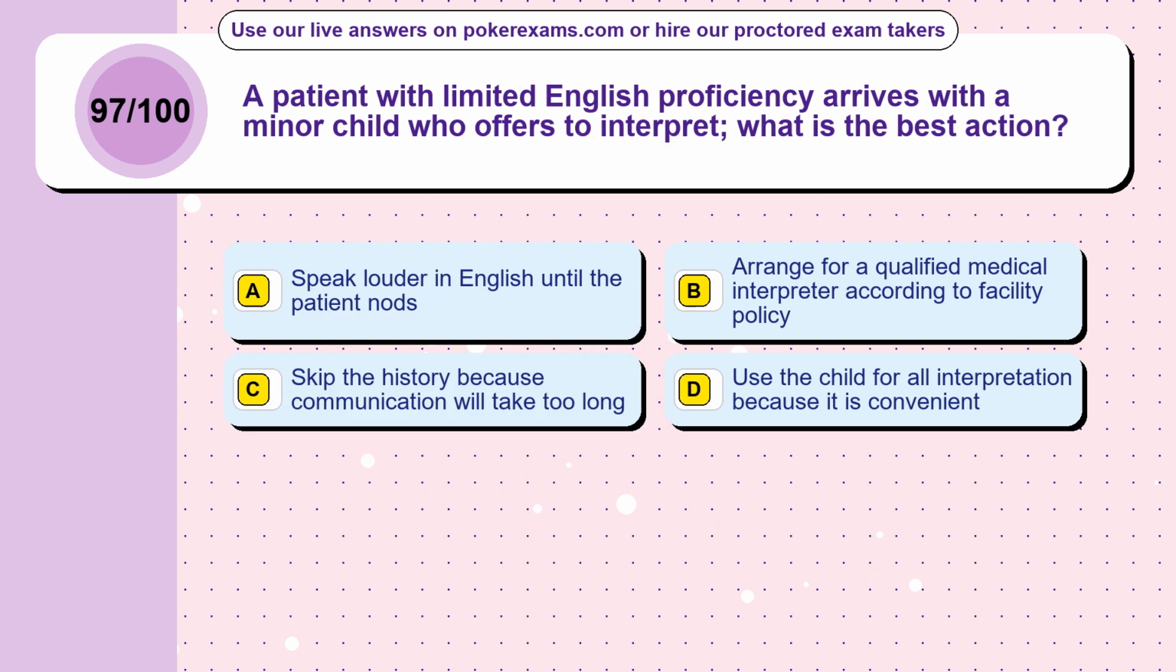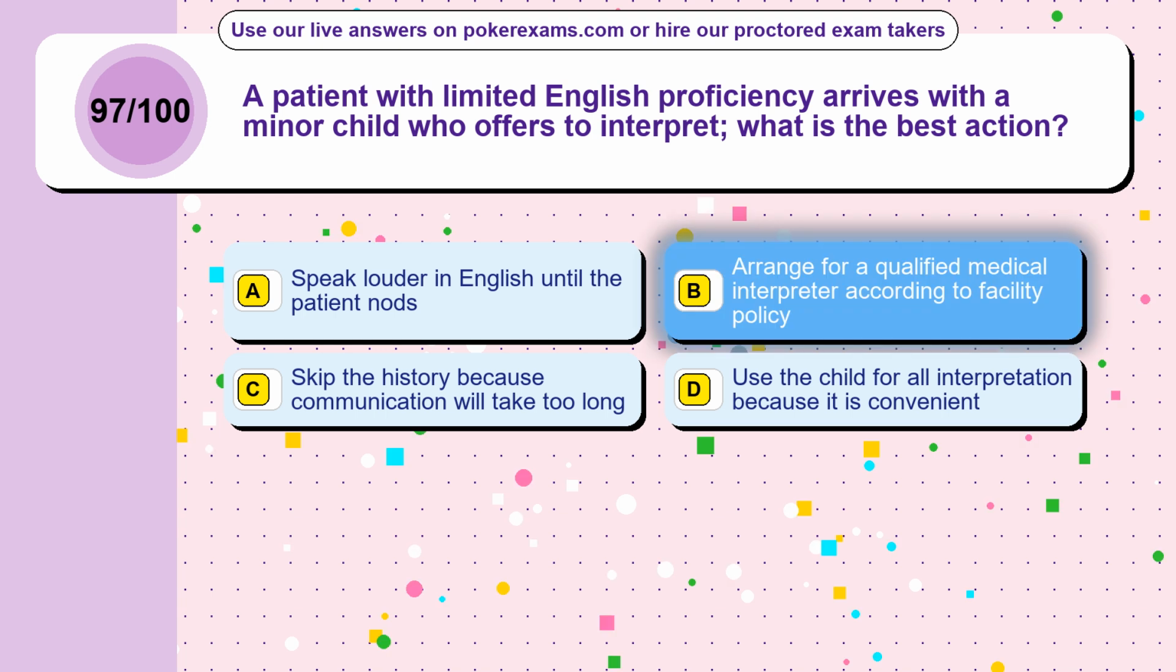Question 97. A patient with limited English proficiency arrives with a minor child who offers to interpret. What is the best action? Option A. Speak louder in English until the patient nods. Option B. Arrange for a qualified medical interpreter according to facility policy. Option C. Skip the history because communication will take too long. Option D. Use the child for all interpretation because it is convenient. The correct answer is option B.